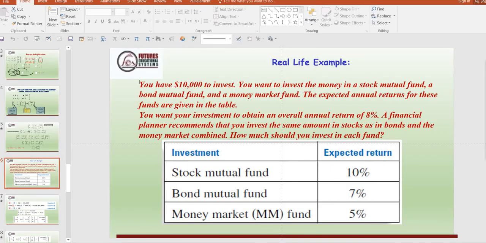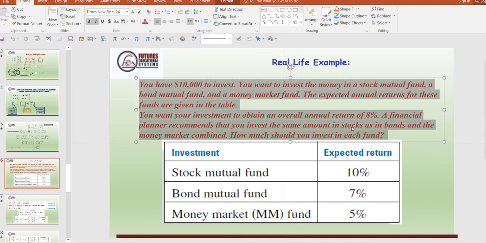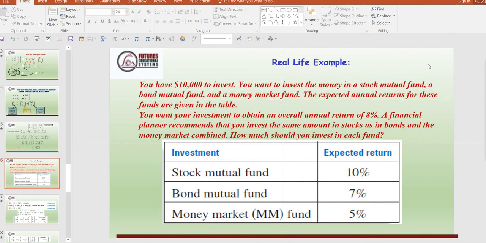Look at this word problem. You have $10,000 to invest. You want to invest the money in a stock mutual fund, a bond mutual fund, and a money market fund. The expected annual returns for these funds are given in the table. You want your investment to obtain an overall annual return of 8%. A financial planner recommends that you invest the same amount in stocks as in bonds and the money market combined. How much should you invest in each fund?